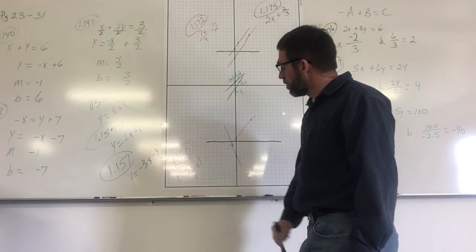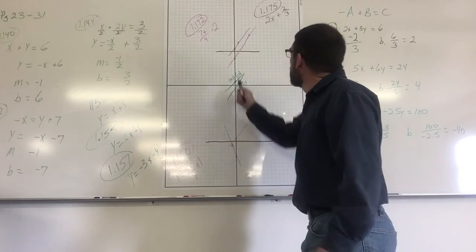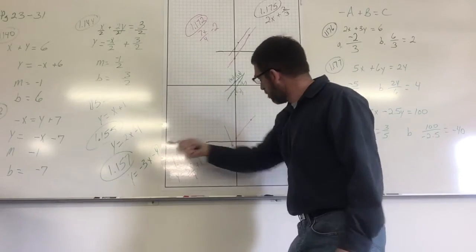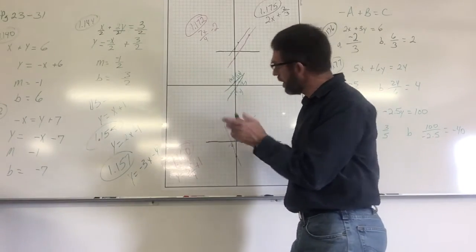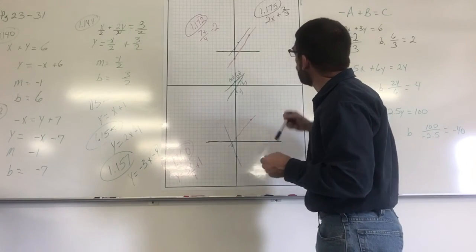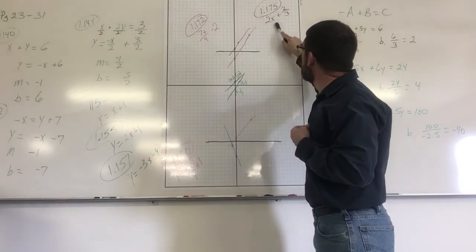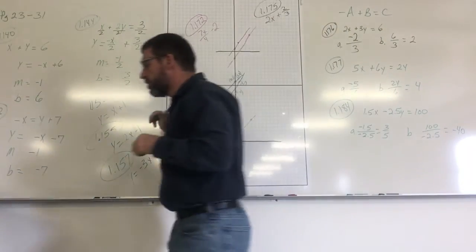Maybe not though. Come to think about it, the negative part puts me on this side, and where this one went right, the negative took me left. So maybe it's right. Take my answer back. I got one more up here. Did I do this one for you? 1175.